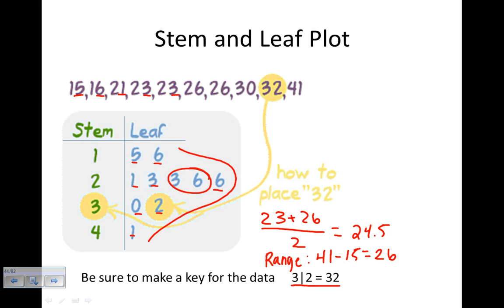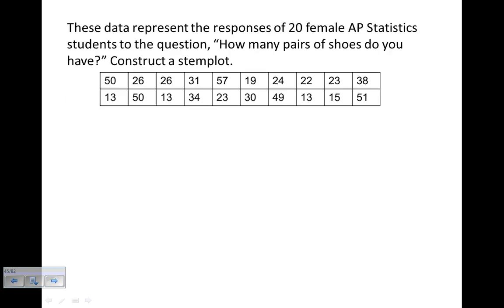And again, it's pretty tight together, so you probably have a little bit less variance. You might have some, but usually the variance is when you're comparing two different things of what has more and what has less. All right, so these data represent the responses of 20 female AP Statistics students to the question, how many pairs of shoes do you have? Construct a stem plot. Go for it.